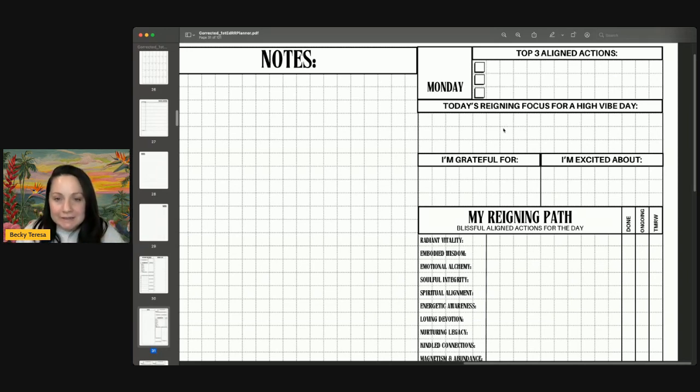You are here to receive, and you are here to reign over your life. You are a sovereign feminine woman, and you're here to reign over your life. Therefore, you need to reign over your day. So it is going to be your reigning focus for that day, so that you can be in a beautiful high vibe.